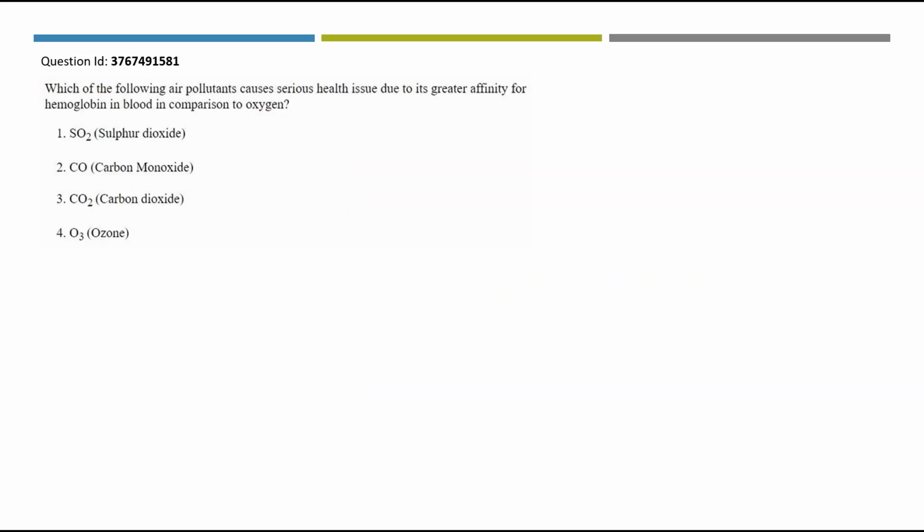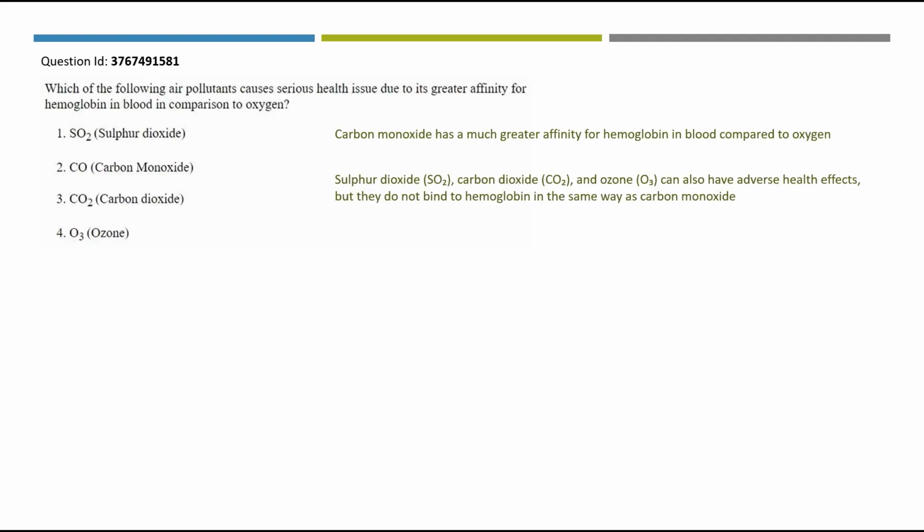Next question. Which of the following air pollutants causes serious health issue due to its greater affinity for hemoglobin in blood in comparison to oxygen? Carbon monoxide has a much greater affinity for hemoglobin in blood compared to oxygen. So what about the other 3 options? Sulfur dioxide, carbon dioxide and ozone can also have adverse health effects, but they do not bind to hemoglobin in the same way as carbon monoxide. Option number 2, carbon monoxide will be the right answer.